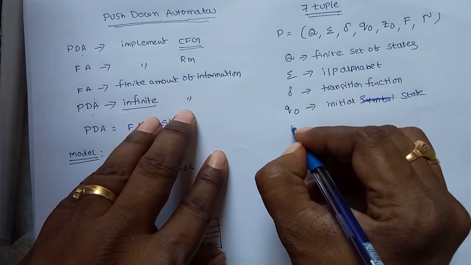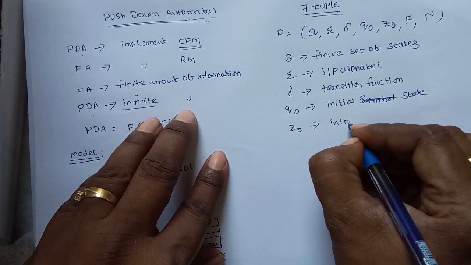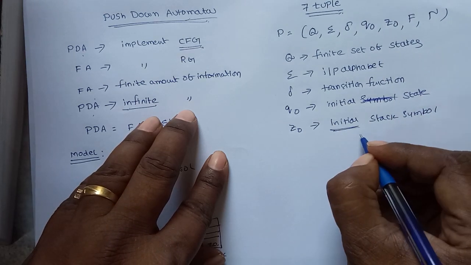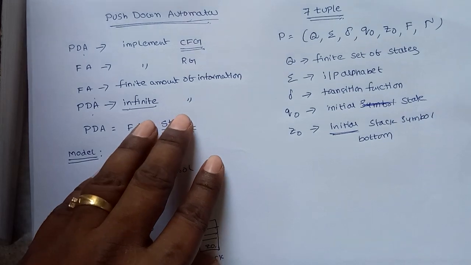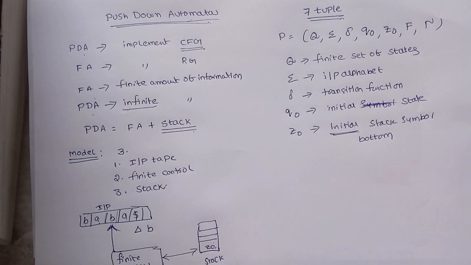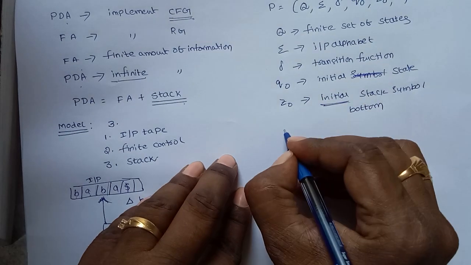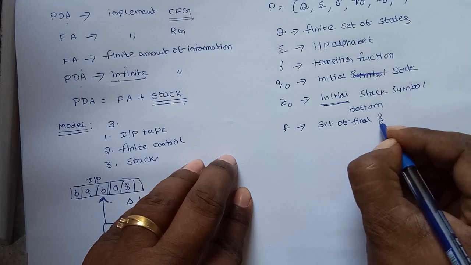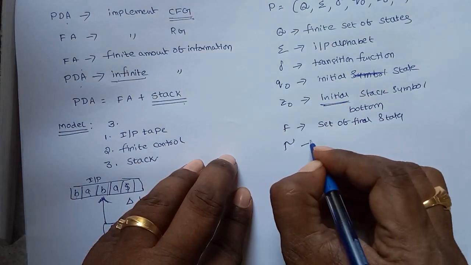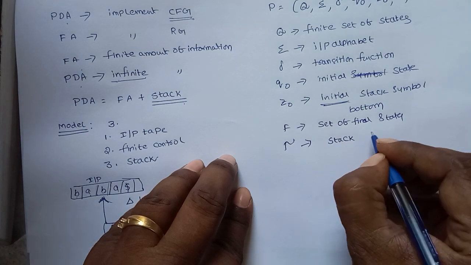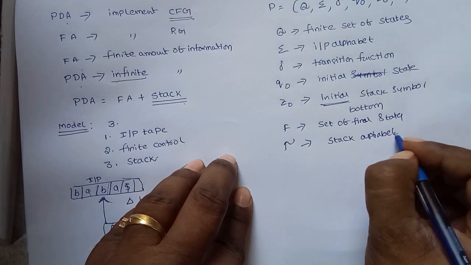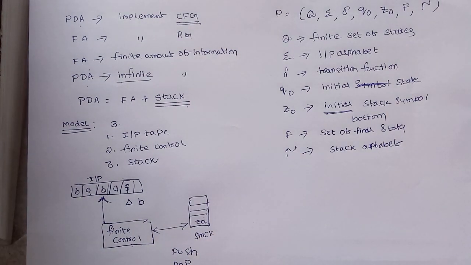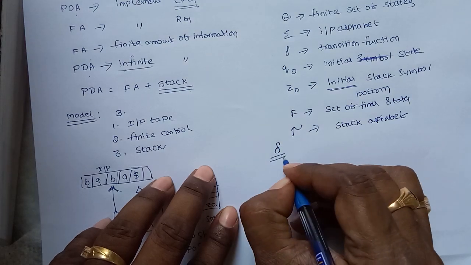Z naught is initial stack symbol. This symbol is always present at the bottom of the stack. That is, Z naught is a special symbol which is always placed at the bottom of the stack. F is the set of final states, and gamma is the stack alphabet, that is the symbols that are present on the stack. Now we will move to delta.